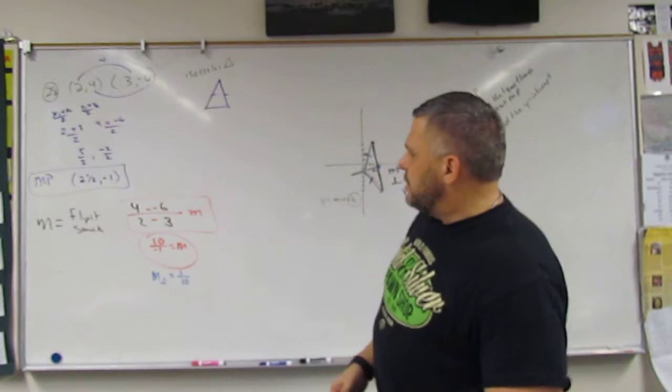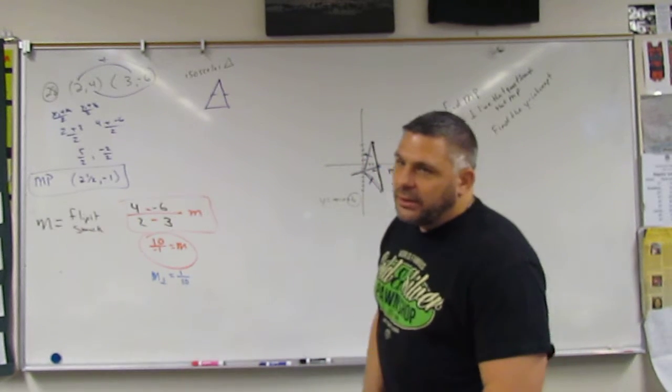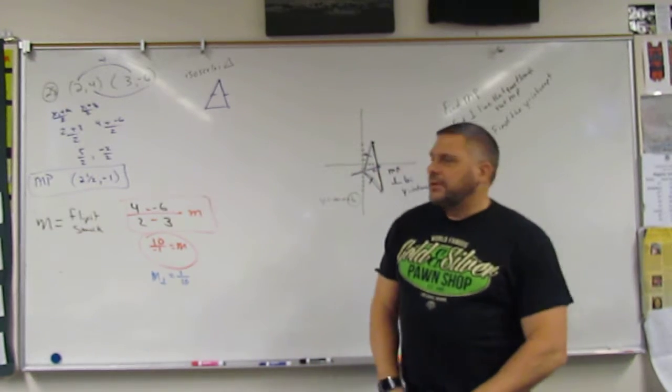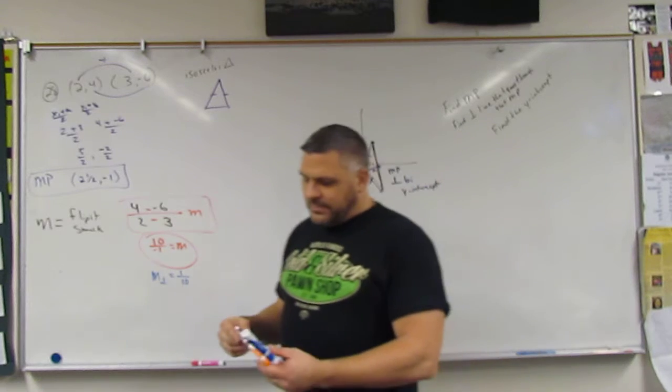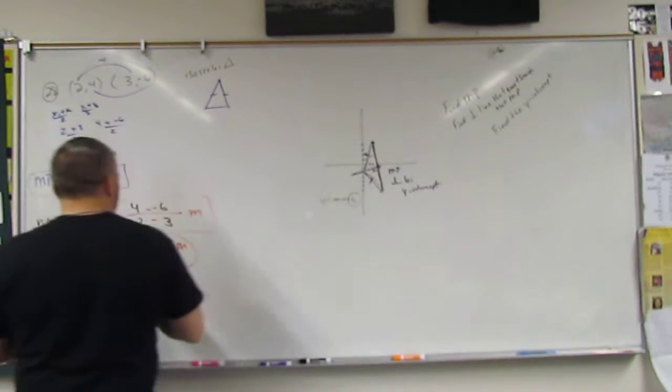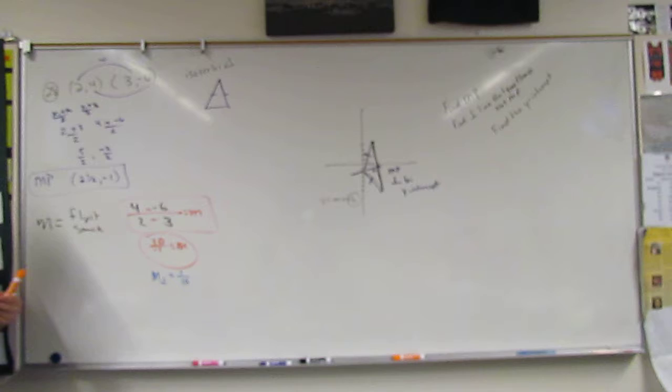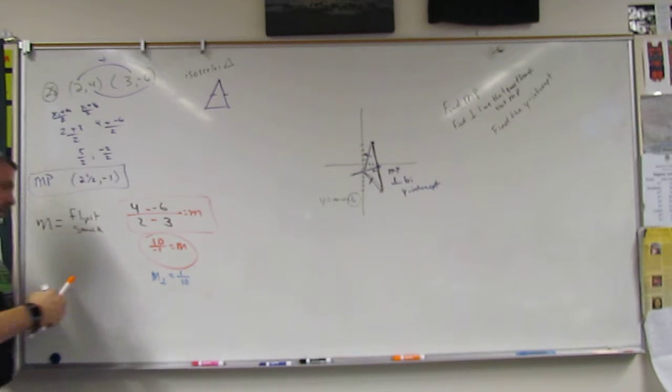What's MP and then M? The midpoint, and this is the slope. Can I use your blue pen? Is this all one problem? I don't know where to put it.